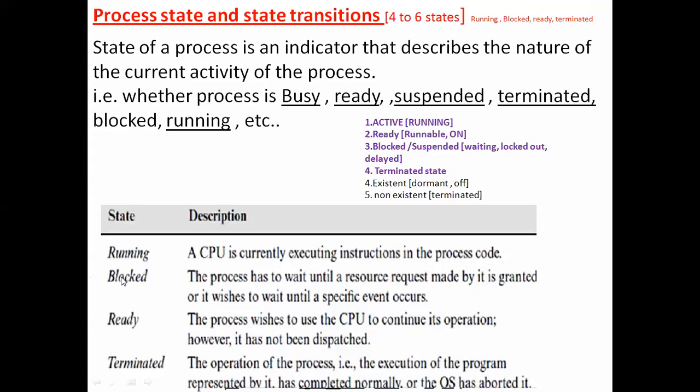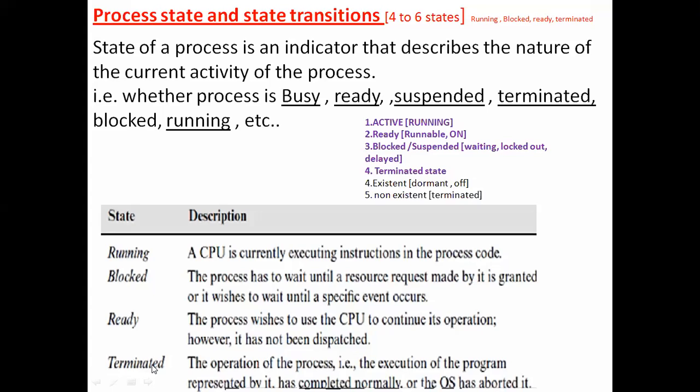So next, coming to the ready state. The process wishes to use the CPU to continue its execution, but it has not been dispatched. This means the process has requested some resource, but if another process of high priority comes, then the process will be put in the ready state. The high priority process will always be executed first when compared to the low priority process, right?